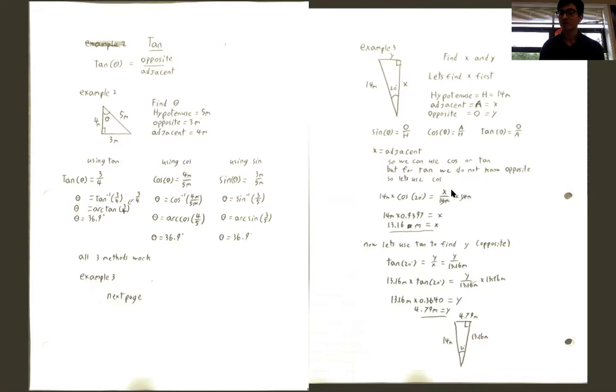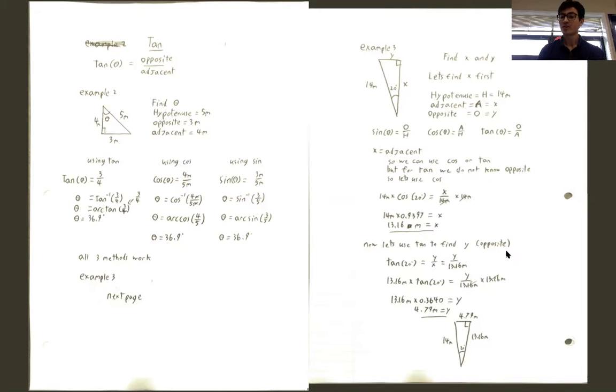So we have your adjacent x over your hypotenuse 14 equals cos of 20. Then I'm going to multiply both sides by 14 to cancel out 14 on the right side, giving us 14 times cos 20 equals x. And cos 20 is going to be 0.9397, giving us about 13.16 meters as your adjacent length, or x equals 13.16 meters.